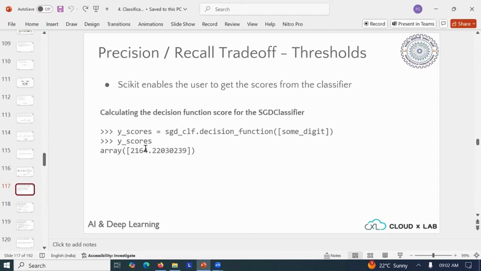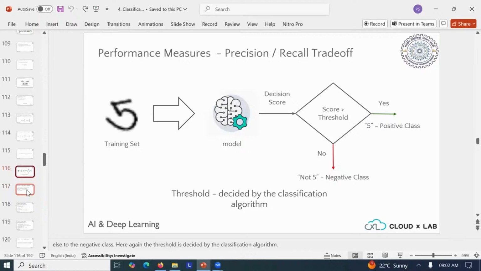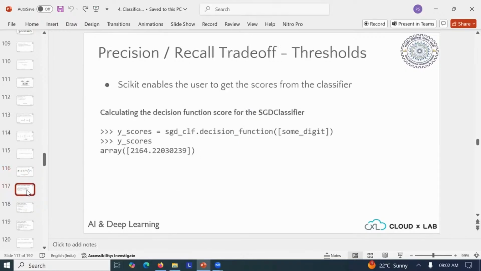True and false. So SGD classifier can be used only for binary classification? No. We can use SGD to solve regression also, right? So SGD is not a classification algorithm. You can think of SGD as a learning algorithm, and using the SGD algorithm we can learn a classification. We can solve a classification problem. We can solve a regression problem. We can solve a multi-class classification problem, right?